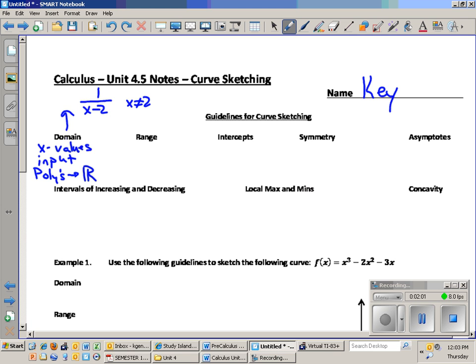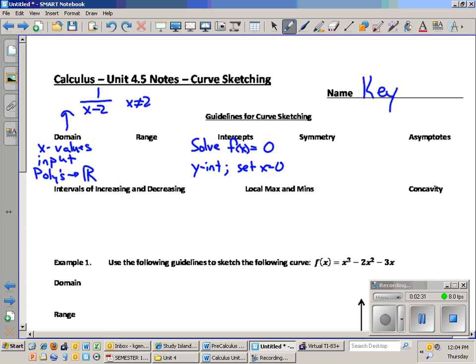But intercepts, okay? That's where we solve f of x equal to 0. That's for your x-intercepts. To find the y-intercept, we set x equal to 0, and we solve. So x- and y-intercepts are something that you've practiced before in other classes, and we should be able to find them.